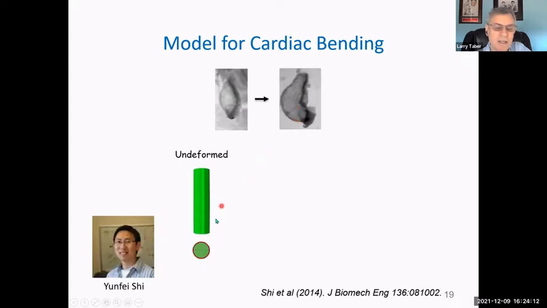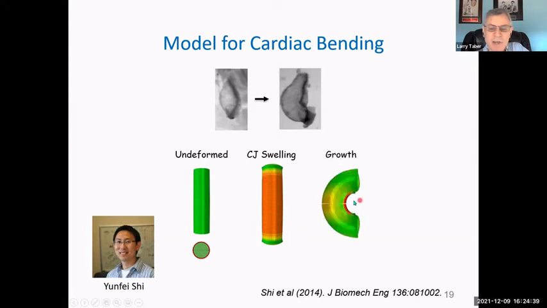So to test this idea, Yunfei Shi, one of my students a few years ago, created a relatively simple finite-element model for the isolated heart tube, consisting of a circular cylindrical shell with an inner core of cardiac jelly. First, he specified isotropic growth in the jelly that causes the jelly to inflate and puts the myocardium under tension, in red here.